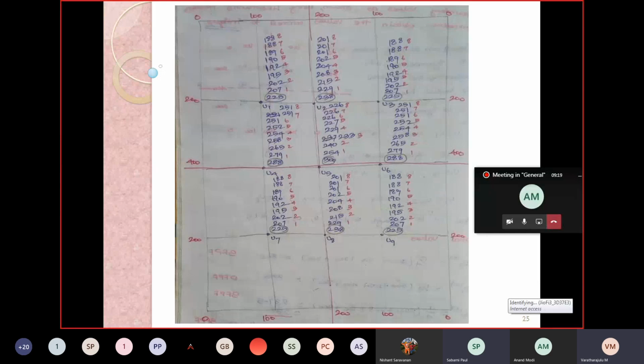Any queries? Sir, yeah. Sir, if we apply the diagonal rule on u5, then it will be 1/4 of u1 plus u3 plus u7 plus u9. Since u1 equals u3, u7 and u9, why won't u5 be equal to u1?